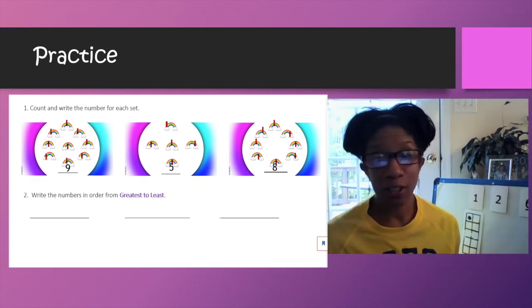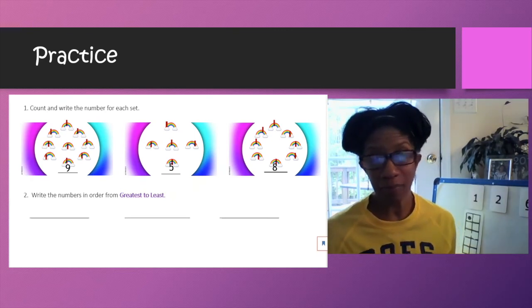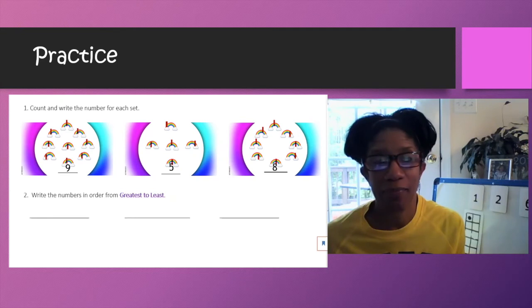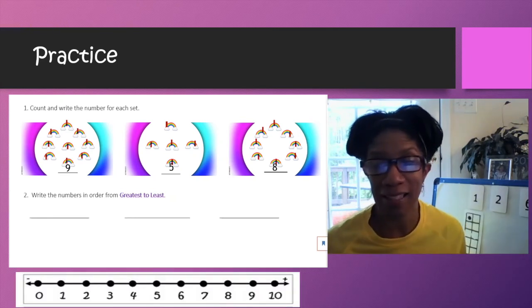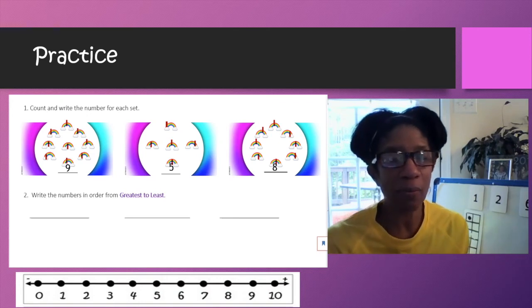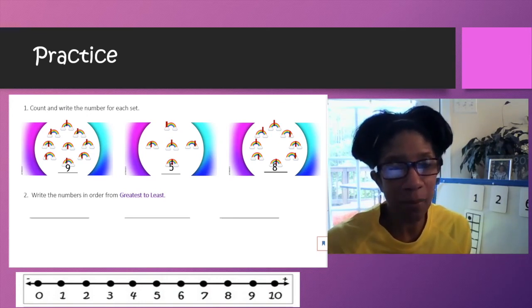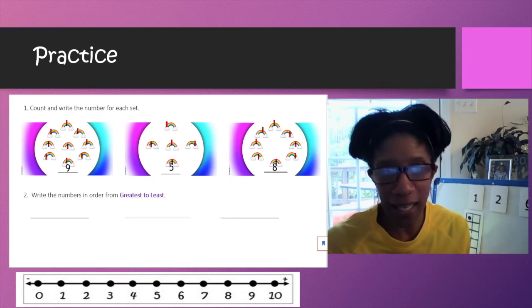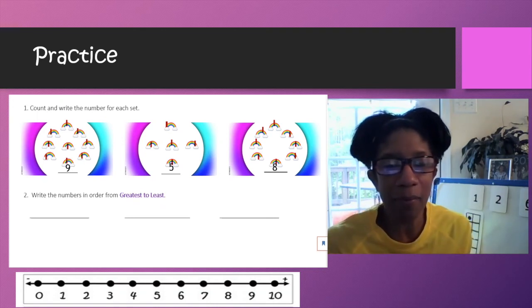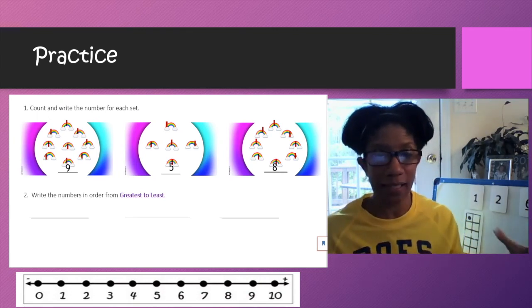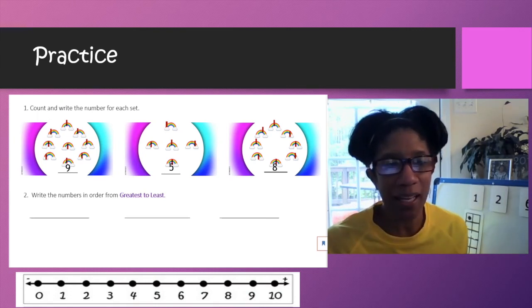We could use 10 frames if we have them. Or what else could we use? That's right, we can use our number line. So we're going to use our number line that's here to help us. So the first number we had is 9, the second number was 5, and the third number was 8. And we're going from greatest to least. So looking at our number line, how can we tell which one of those numbers would be greatest? Remember, it's the biggest number. So which one would it be?